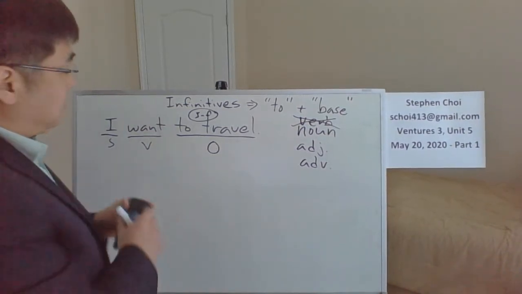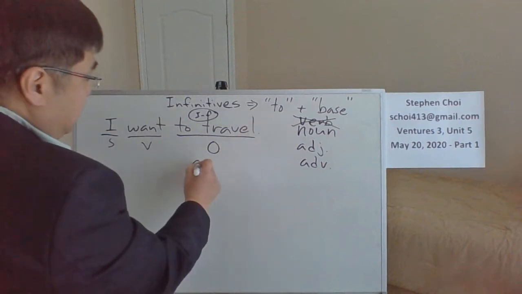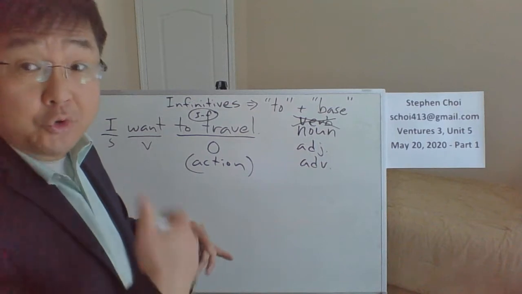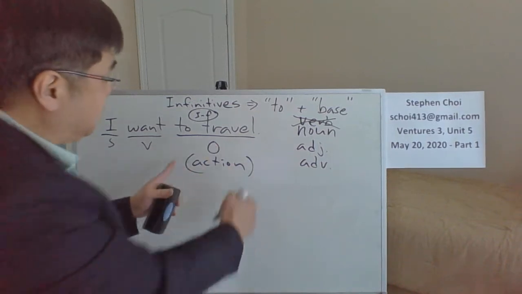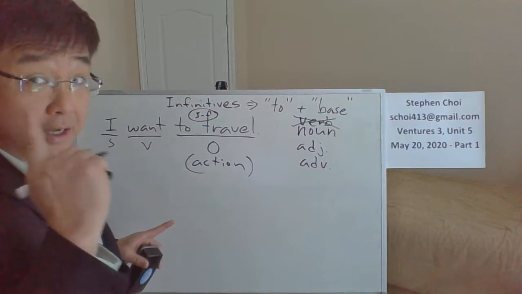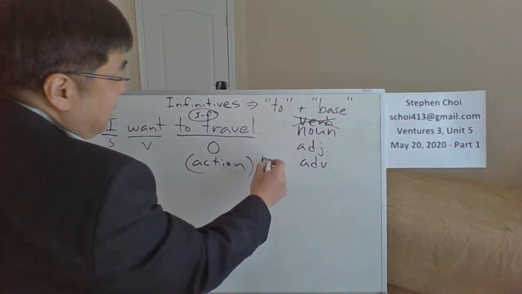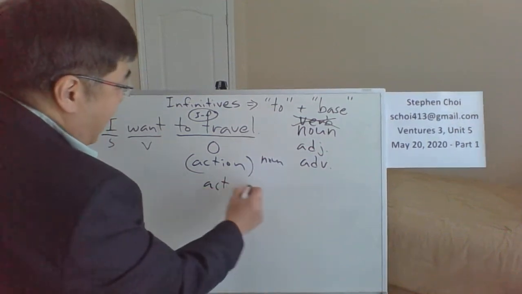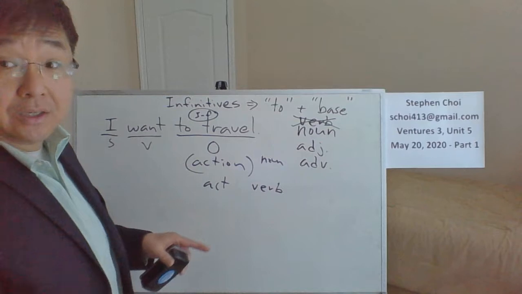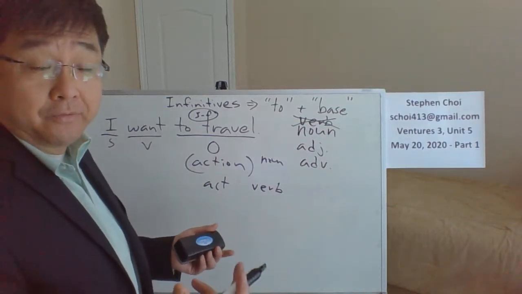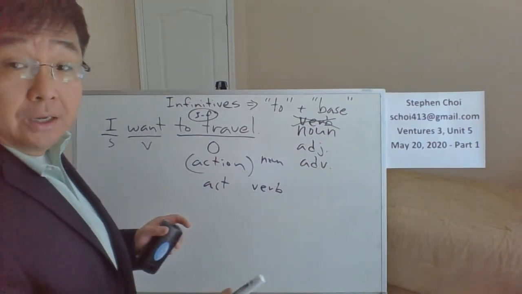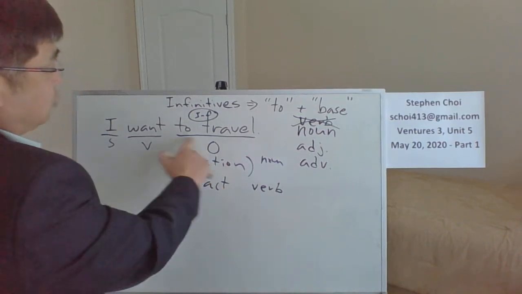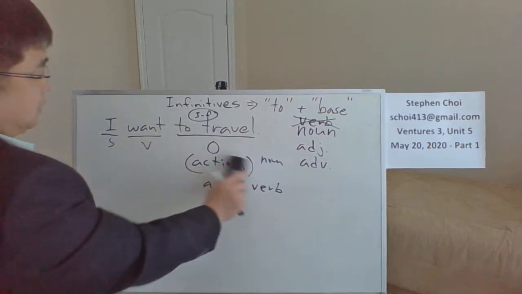So remember, to travel is an action, like to eat, to speak. Infinitive is an action. If you think about it, what is an action? Action is a noun, right? Action is not a verb. Remember, act is the verb. Action: I want some action. Remember I said that in the previous video? Do you want to see some action? So to travel is action. It's a noun. So that's how that works.